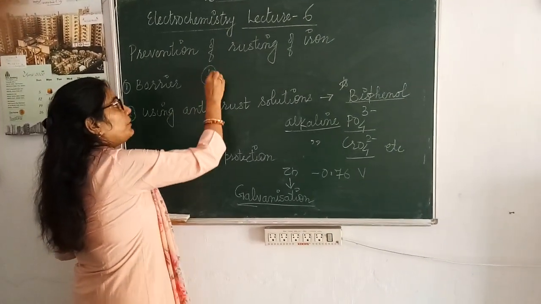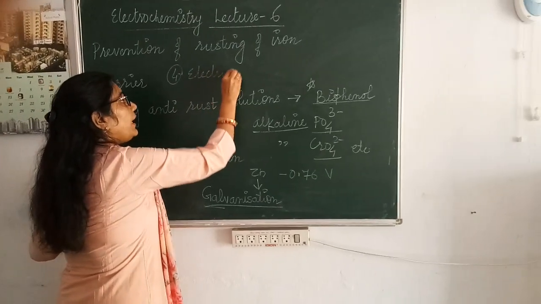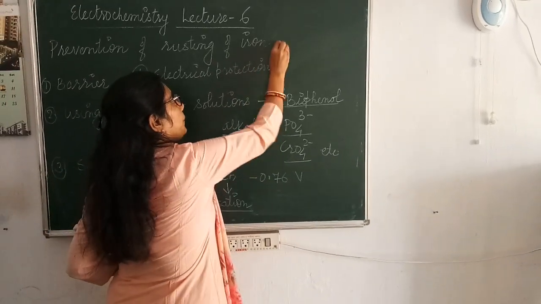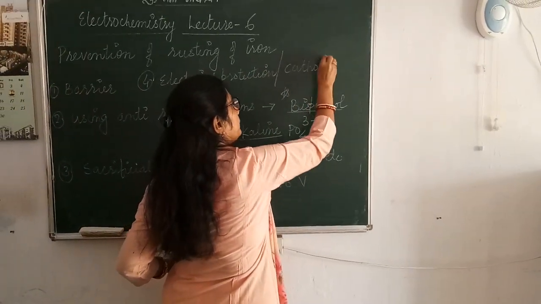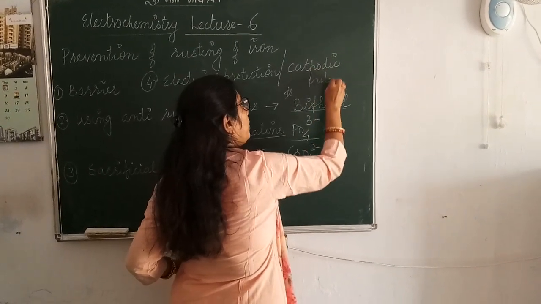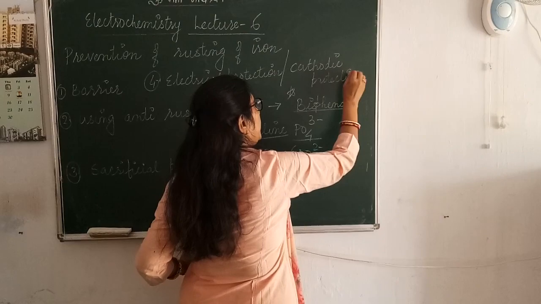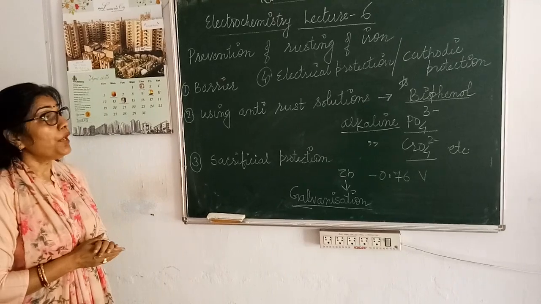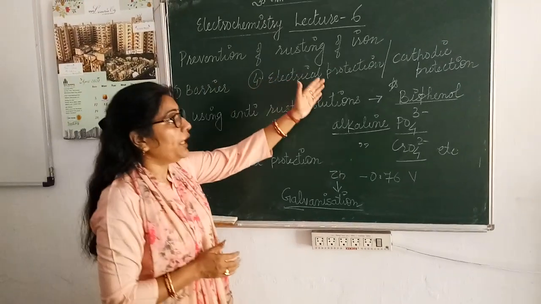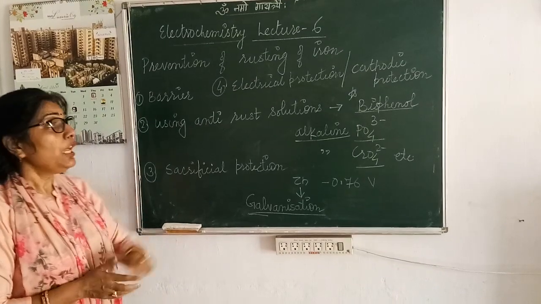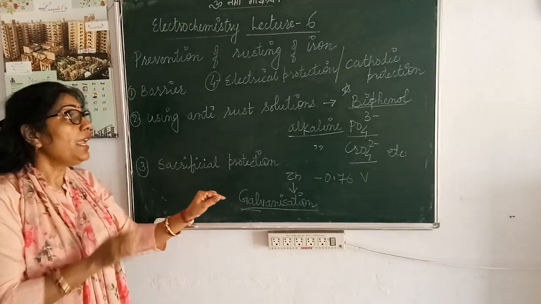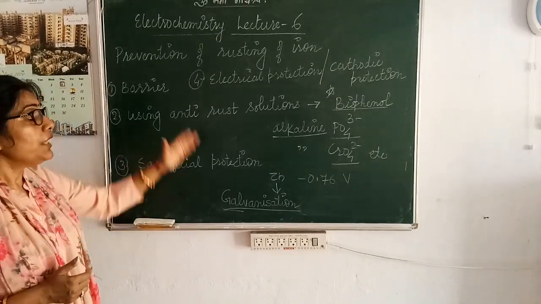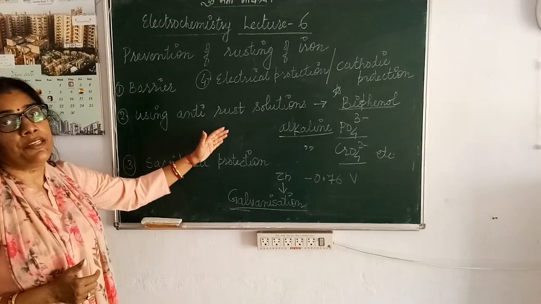And one more is known as electrical protection or cathodic protection. In this case, especially for submarines and baseline refineries, we use electrical protection or cathodic protection of iron. The cathode is made of iron and the anode will be a more reactive metal like magnesium, etc., so that the surface of iron can be protected or prevented.